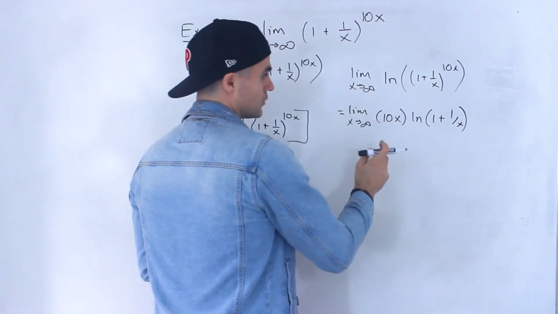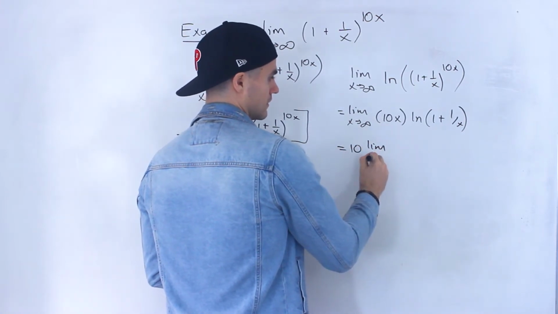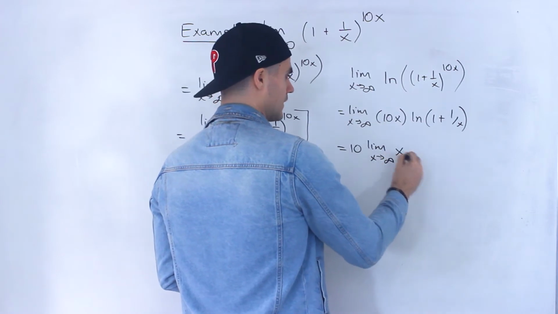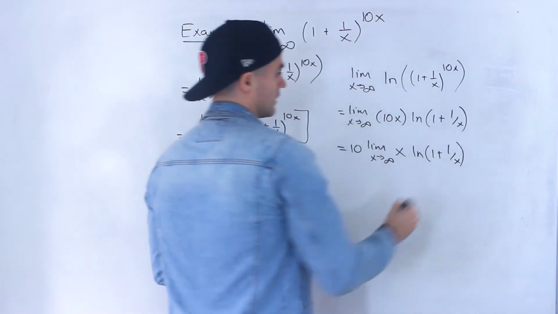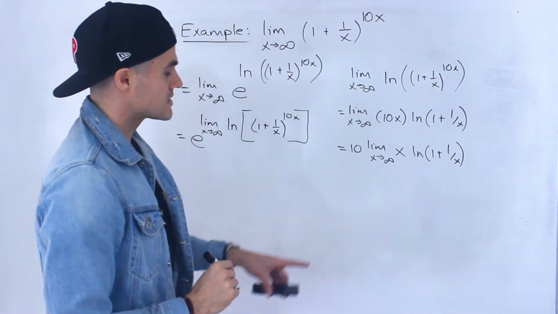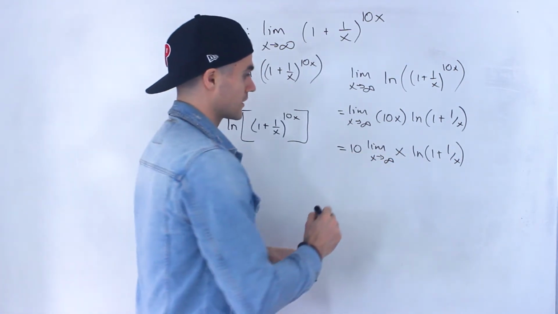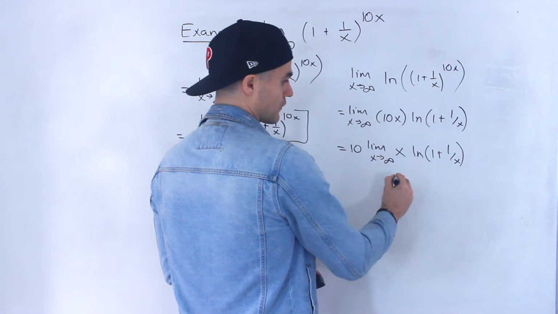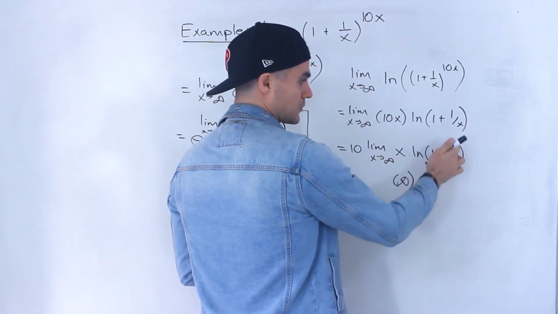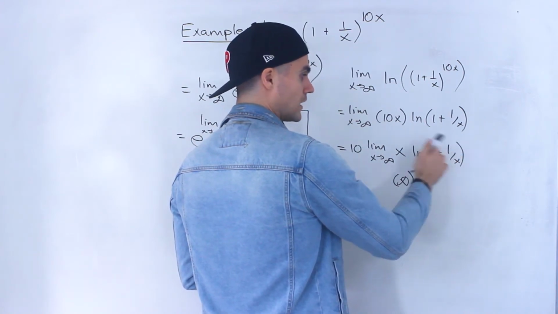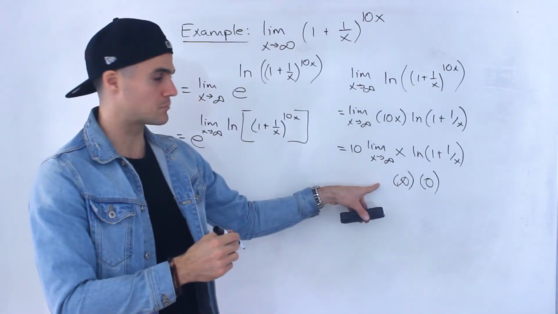And then from here, you don't necessarily have to do this, but I'm going to take out that 10. And then I'll have x times ln of (1 plus 1 over x). And notice that this would end up being an indeterminate product, because if we plug in infinity for x, we'll have infinity. And then if we plug in infinity for x here, we'll have 1 over infinity, which is 0. 1 plus 0 is 1. Ln of 1 is 0.